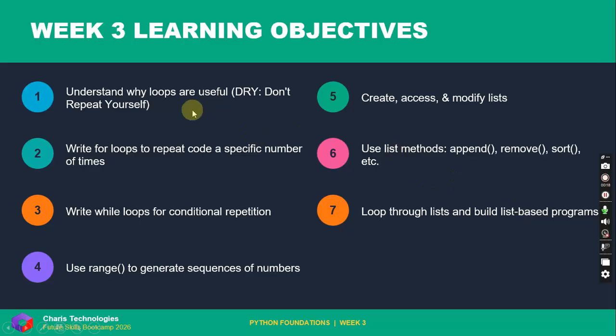So we're going to understand why loops are useful. We're going to know what the DRY principle is. We'll write for loops to repeat code a specific number of times. We'll write while loops for conditional repetition. Then we use range to generate sequences of numbers. We'll create, access and modify lists. We'll use list methods like append, remove and the likes. We'll loop through lists and build list-based games.